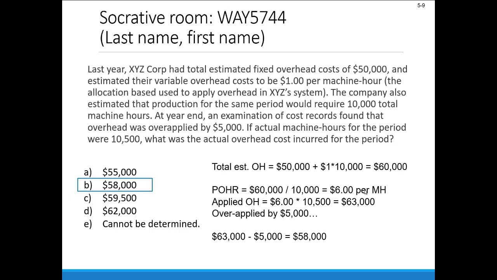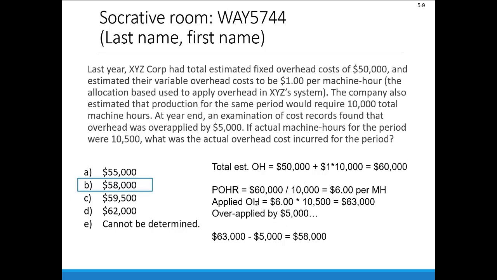The answer there is B, $58,000. So the first thing we want to do is come up with the total estimated overhead at the beginning of the period. That's the fixed piece of $50,000 plus the $1 variable piece per machine hour times the 10,000 estimated machine hours that would be run, so a total of $60,000. Then we'd find our predetermined overhead rate in this system. That'd be the estimated overhead of $60,000 divided by the 10,000 expected machine hours, or $6 per machine hour.